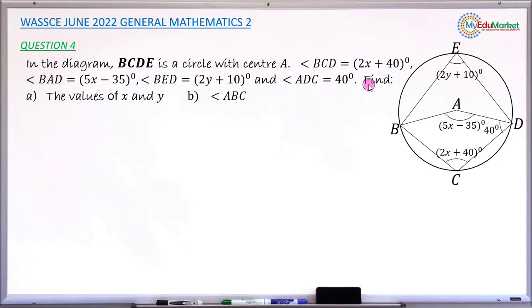So what you are asked to find is question number A, the values of x and y, and question number B, the size of the angle ABC. ABC is this very angle. So let's attempt to answer this very question.